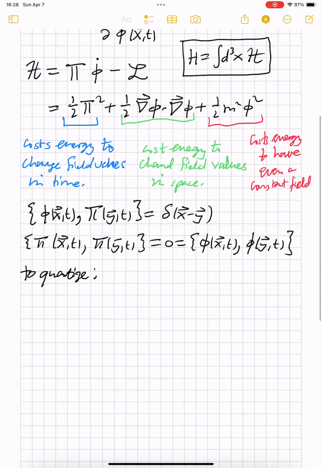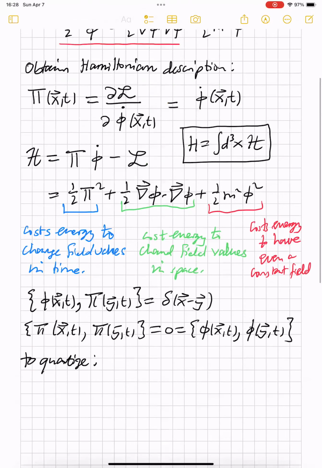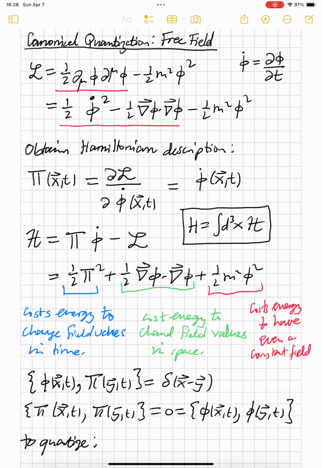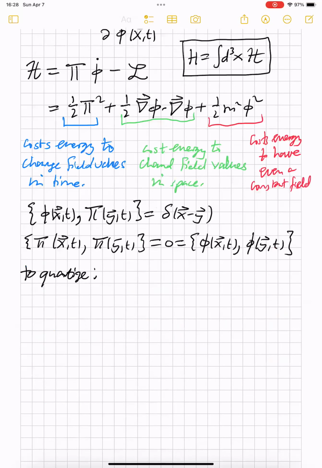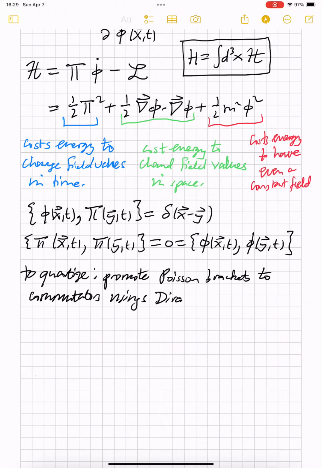I could have given you any Lagrangian density. You could have gone ahead and calculated the conjugate momentum and then the Hamiltonian density, and you could have written down the Poisson brackets. To quantize, you need to promote the Poisson brackets to commutators. And you do this using Dirac's correspondence principle.